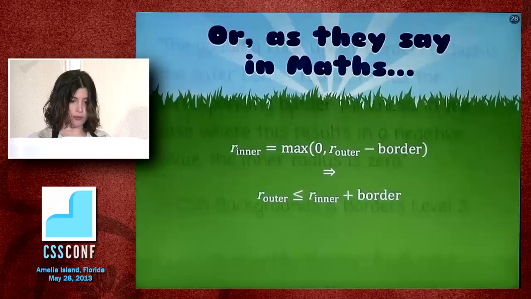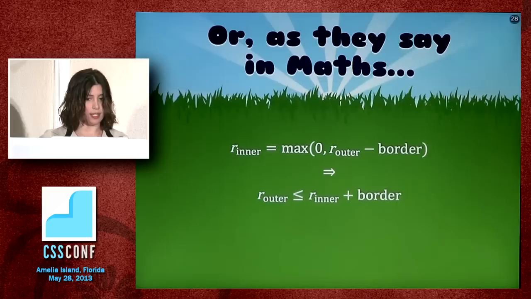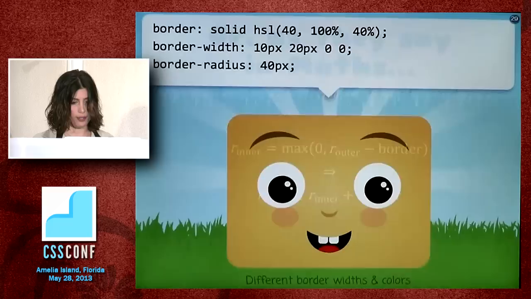If you prefer maths, it kind of looks like this. The inner radius is the maximum of zero, because it can't be negative, or the outer radius minus the border width. And this is how it looks when you have different border widths per side.